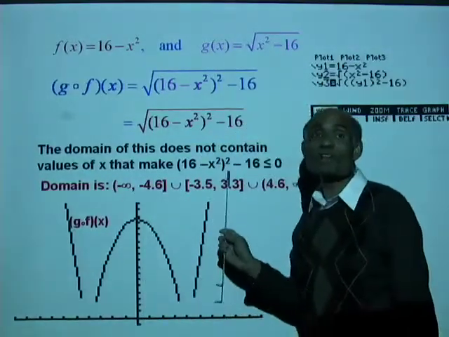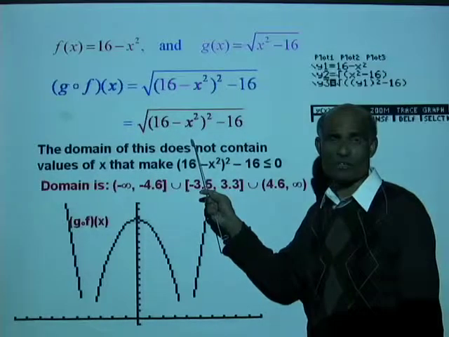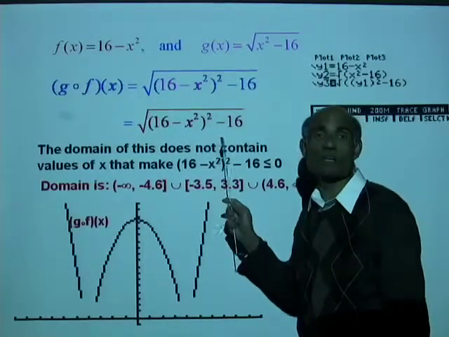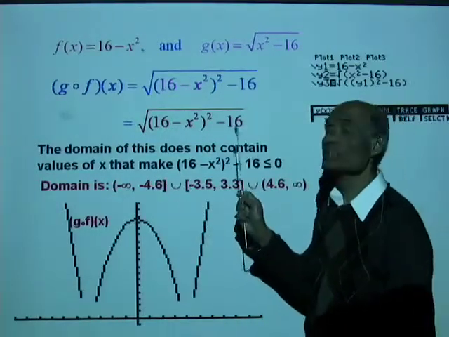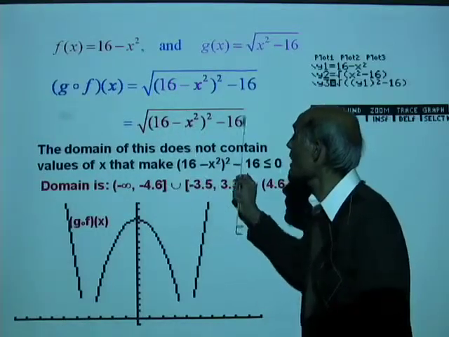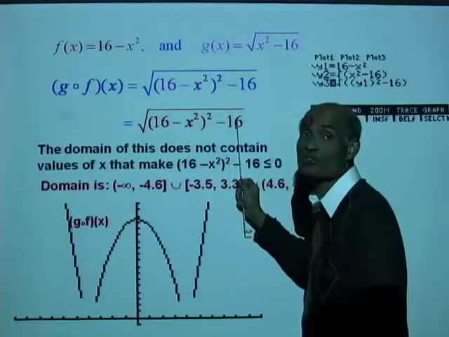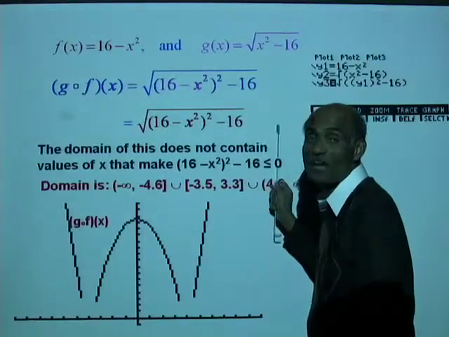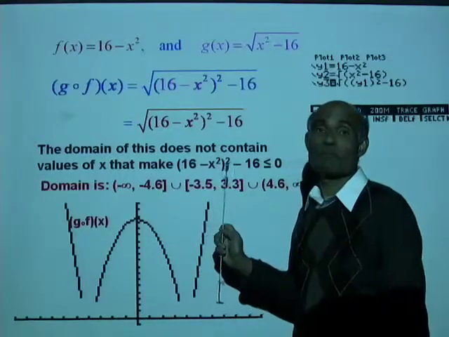And I'm going to leave it for you to solve, and that's a challenge. You can solve it and send it to me. You will get 2 extra credit points. Now, what is the equation I want you to solve? Take the quantity inside, 16 minus x squared all squared minus 16. That should be greater than or equal to 0, and solve for x.